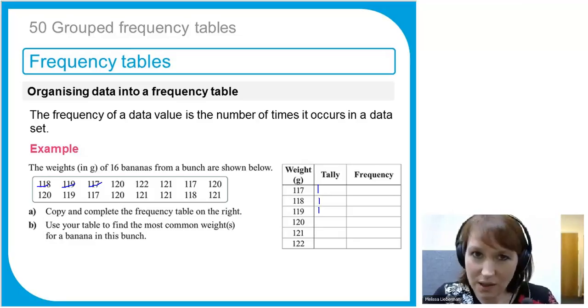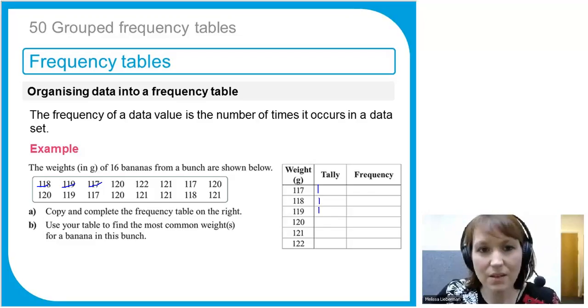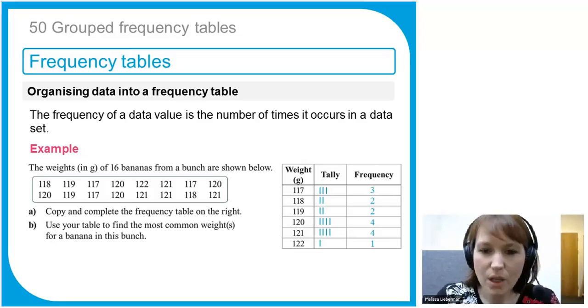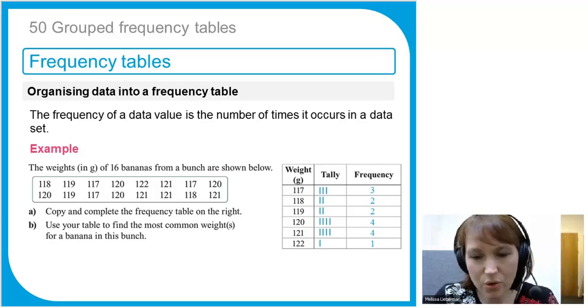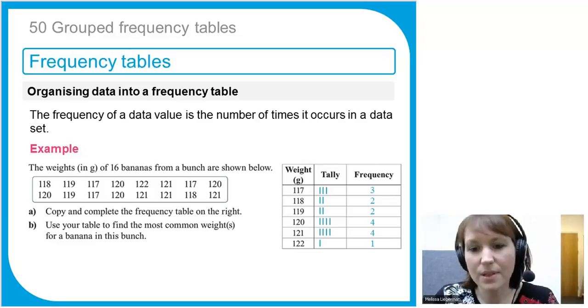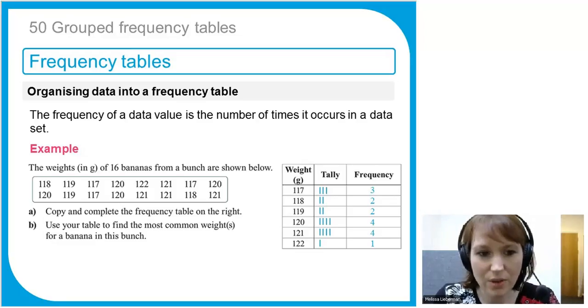If we continue doing this for all of this data, then the finished table would look like this. If this is really easy for you, don't worry about copying this out, it's just a reminder. So each time we count it, we draw a little mark, and then the frequency tells us how many we have of each of those things. So 3 bananas weigh 117 grams, 2 bananas weigh 118 grams, and so on.